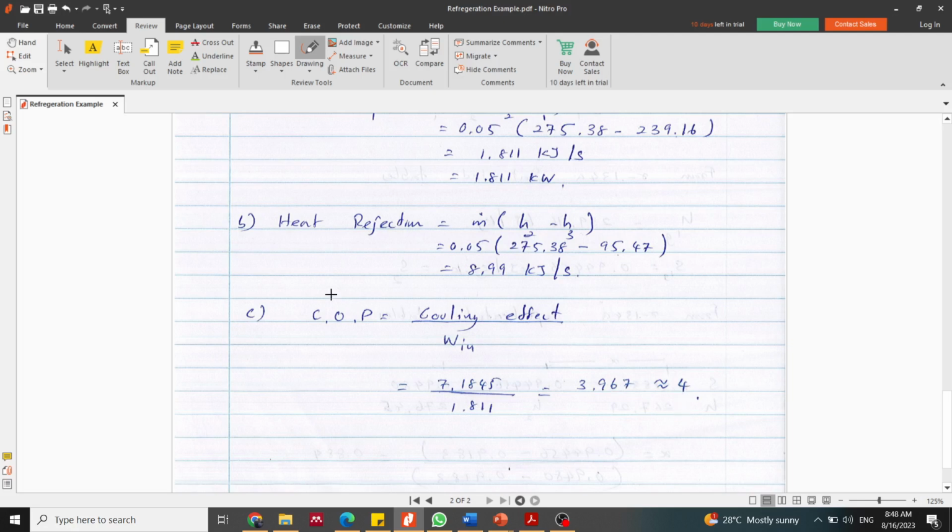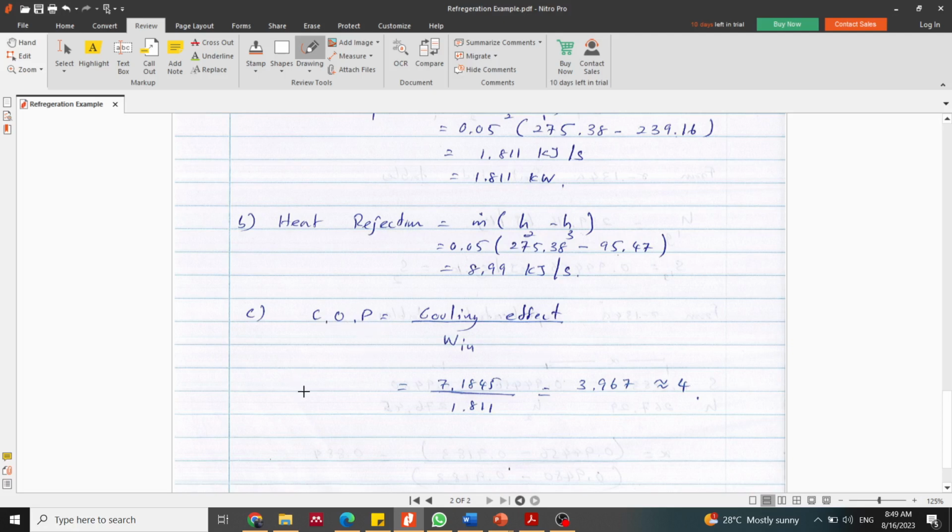Now, what does this COP mean, right? What it actually means is, if you give 1 unit of work in, let's say 1 unit of energy, that means if you spend 1 unit of energy, you can get 4 units of cooling effect. That's what this means, right? That means if you put 1 unit of electrical energy, 4 units of cooling effect will be achieved, right? And again, this is the COP for refrigeration.